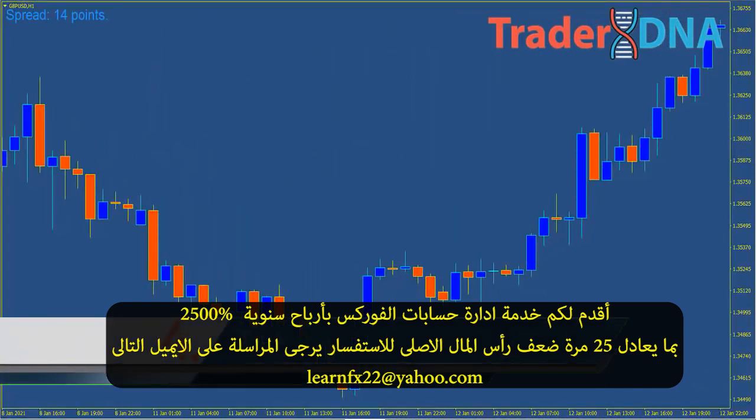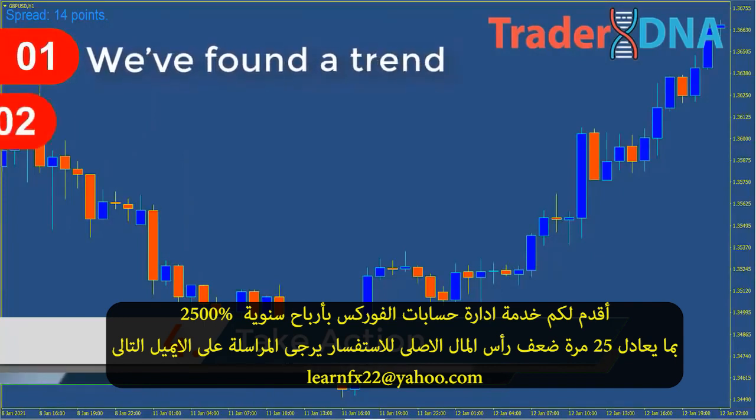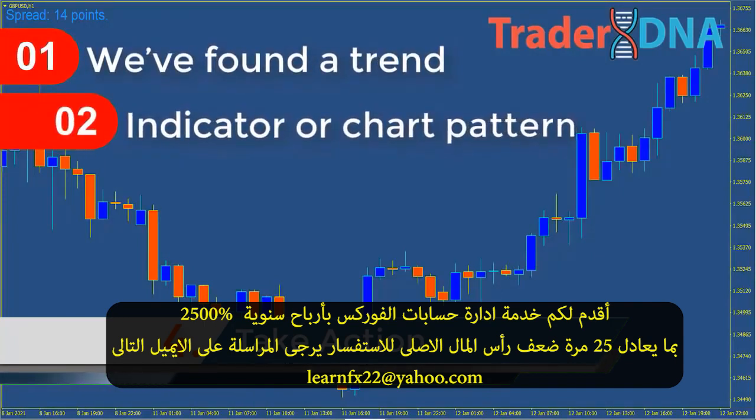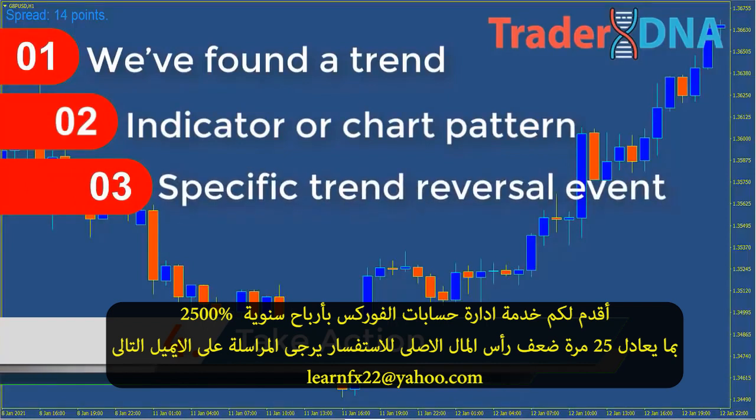Step 4. Take action. Take your trend reversal trade. So let's recap. First, we've found a trend. Second, we've decided what indicator or chart pattern we're going to use to tell us that the trend might be coming to an end. Third, our specific trend reversal event that we've decided upon in advance has occurred. Now, it's time. Your signal that you have been waiting for has happened. It is time to spring into action.